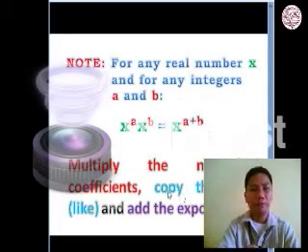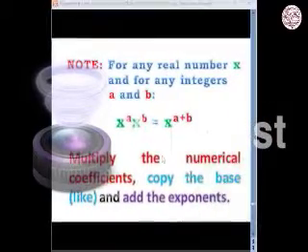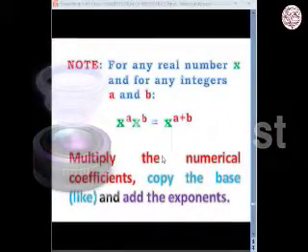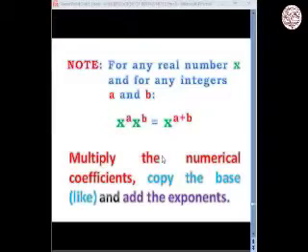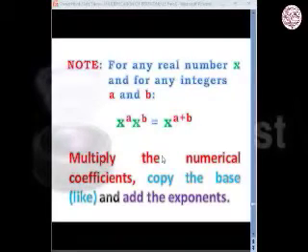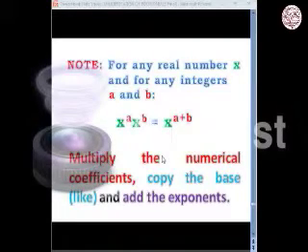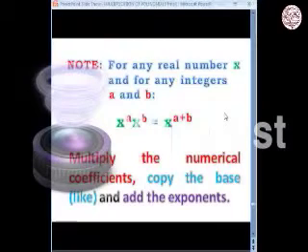Okay, again, I would like to remind you that you have to know for any real number x and for any integers a and b, x raised to a times x raised to b is equal to x raised to the power of a plus b. Basically, you have to multiply the numerical coefficients, copy the base, and add the exponents. Copy the same bases and add the exponents. Okay? Do you get it right?